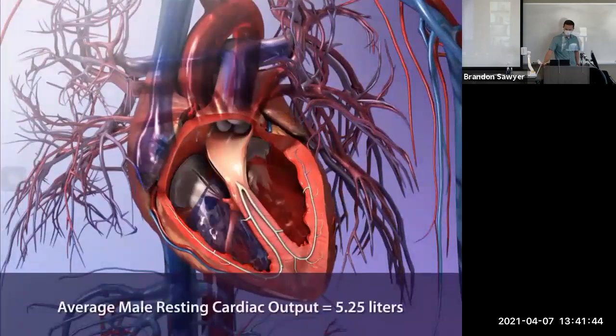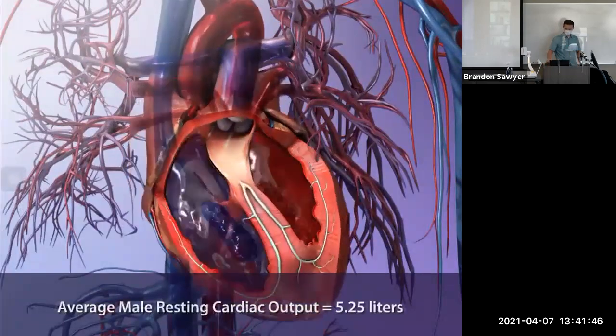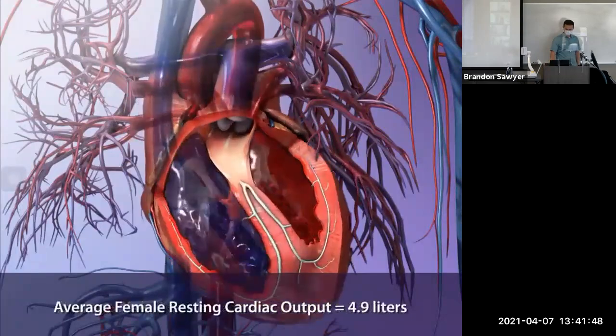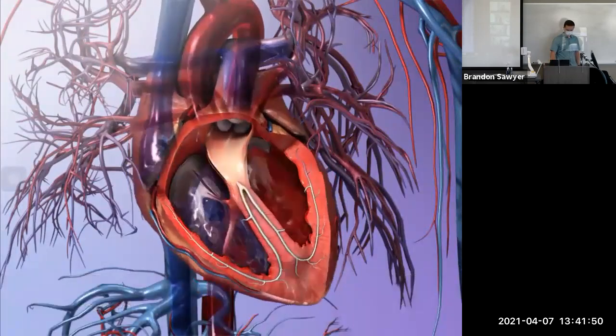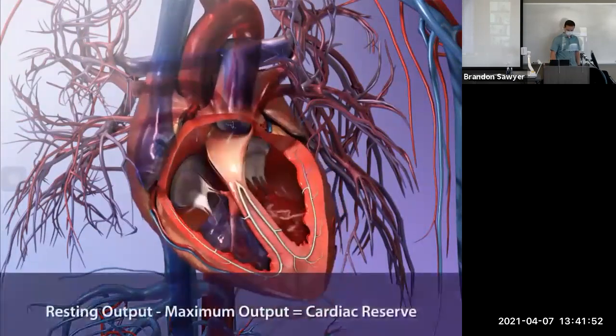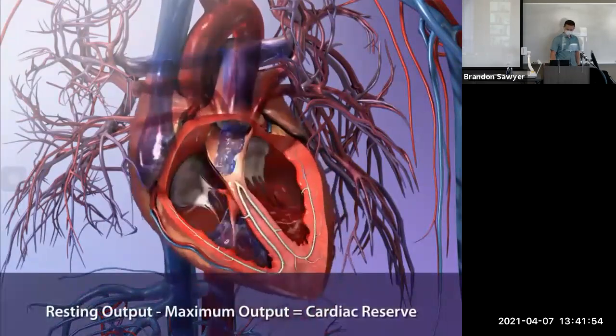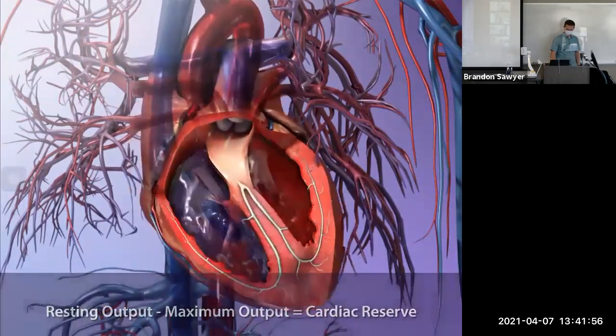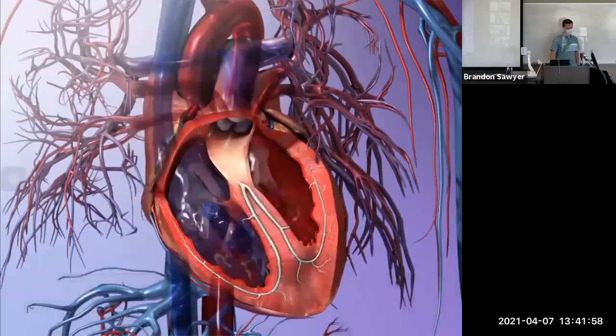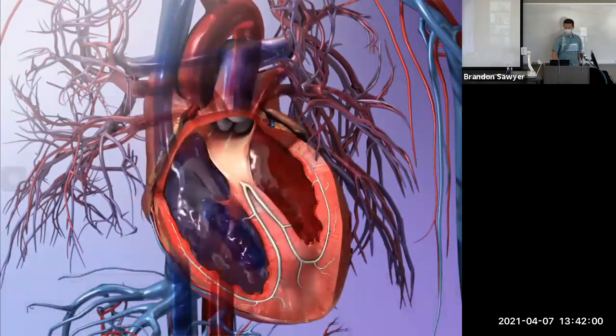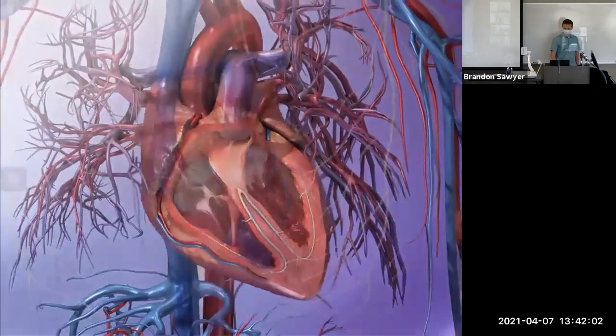At rest, the cardiac output for an average adult male is about 5.25 liters, 4.9 liters for an adult woman. Cardiac output increases with physical activity, rising to a maximum that may be 4 to 7 times greater than the resting output. This difference between resting and maximum output is known as cardiac reserve.